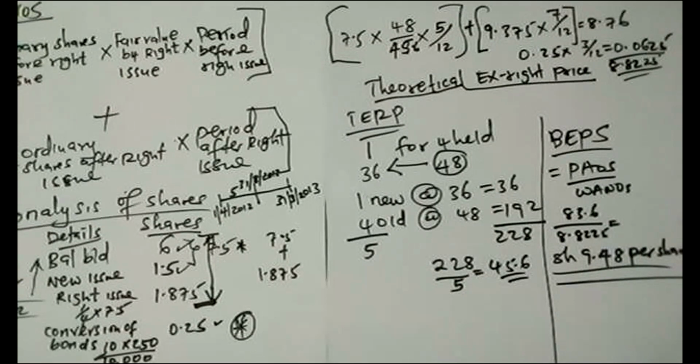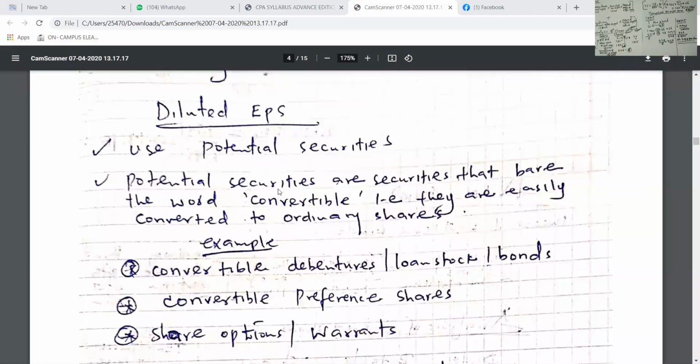So to talk about the diluted earnings per share, we have to talk about what securities you are supposed to use. I have said that you use potential securities, the securities which bear the word convertible. They are easily converted to ordinary shares. Initially I said that yes, they are potential securities, but they are securities which are likely or unlikely to be converted to ordinary shares.